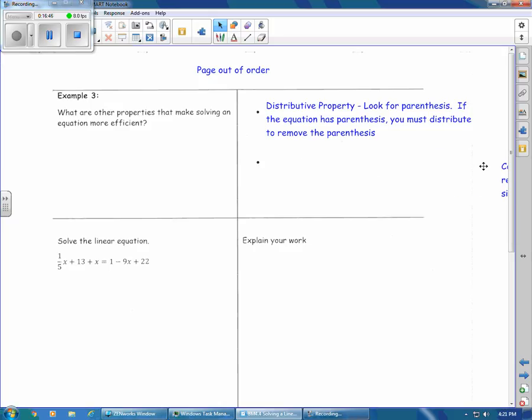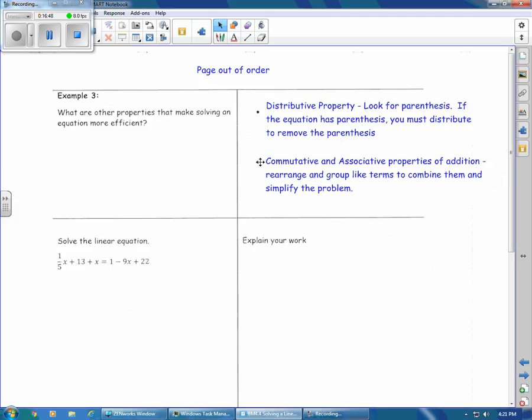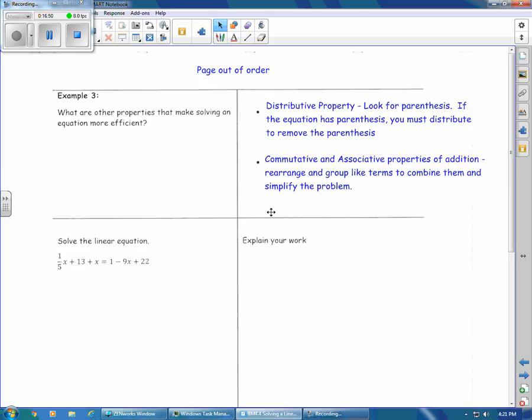The other properties, Eureka teaches it as the commutative and associative properties of addition, which means we can rearrange and group like terms to combine them and simplify the problem. The way you might have learned this in 6th and 7th grade is by circling or putting a box around terms that have the same variable, and those are the ones that you know that you can combine. So let's go ahead and do a couple more problems together.